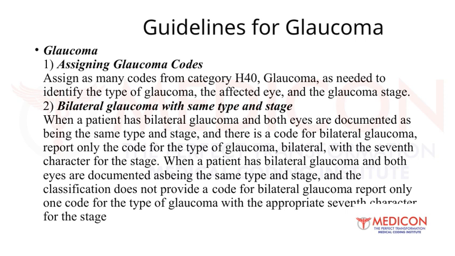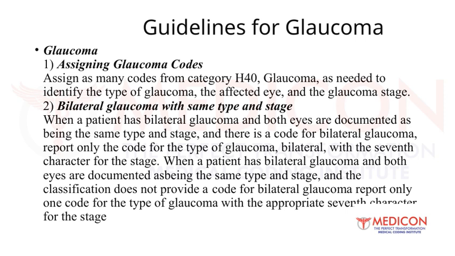Now, for bilateral glaucoma cases where both eyes have the same type and stage, there's a specific approach. If there's a code for bilateral glaucoma, you should report only that code, including the 7th character that indicates the stage. This simplifies the coding and reduces redundancy.